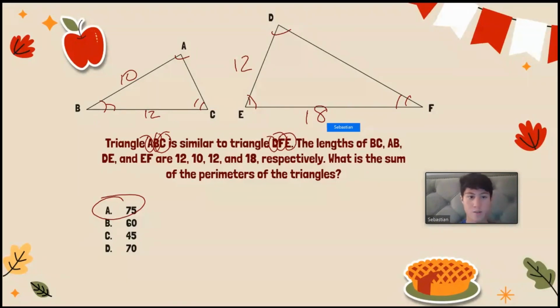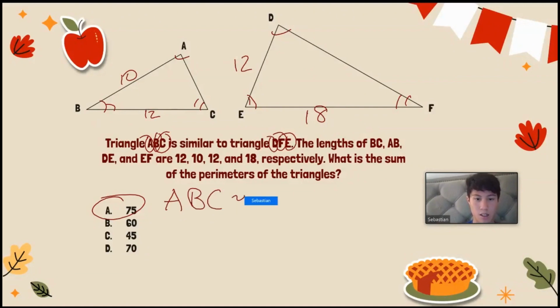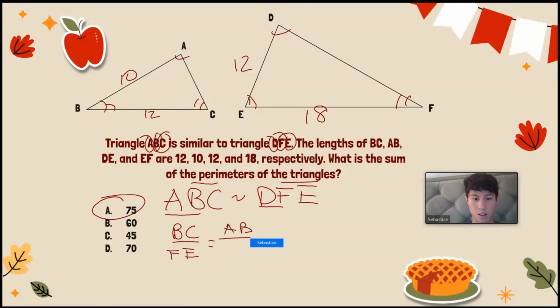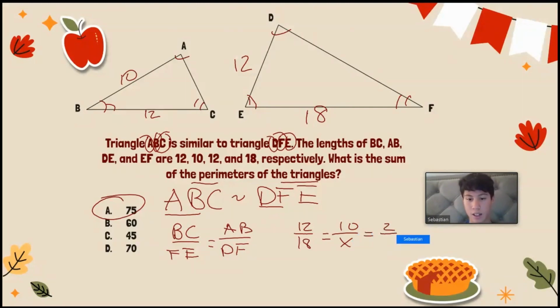And so now let's set up some ratios. So we have ABC is similar to DFE. BC over FE, we can set this equal to AB over DF. Plugging in our values, we get 12 over 18 equals 10 over DF. We can call this X. Simplifying and solving for x, we get x equals 15.